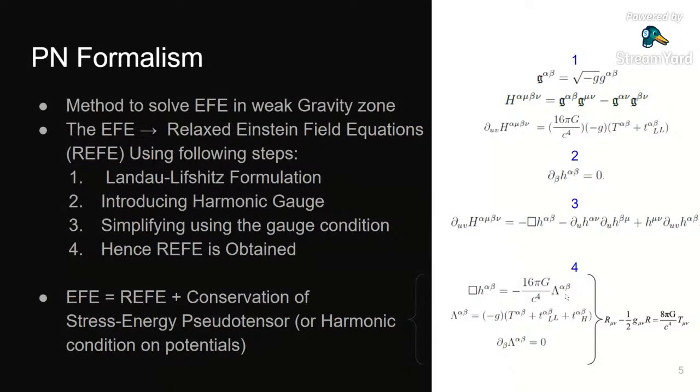Why is it a stress energy pseudo tensor? Because it has the stress energy momentum tensor and a couple of extra terms, which we'll need more time to explain, so we'll skip through it right now. So Einstein's field equation has now been converted into a relaxed Einstein field equation and some gauge, which is the conservation of the stress energy momentum pseudo tensor, very analogous to the harmonic gauge on the potential.